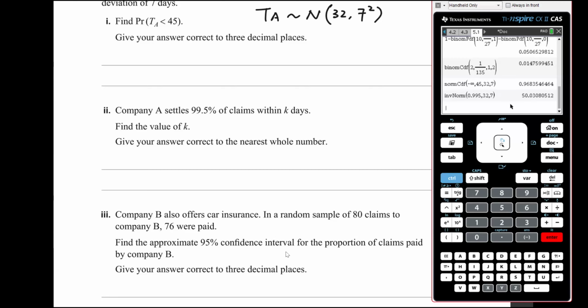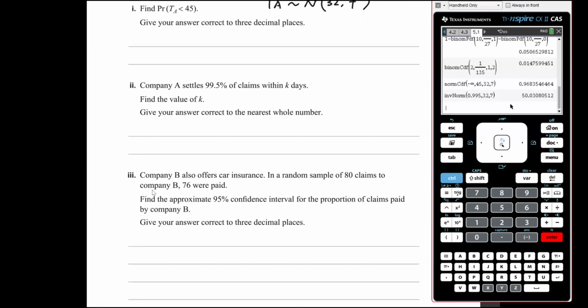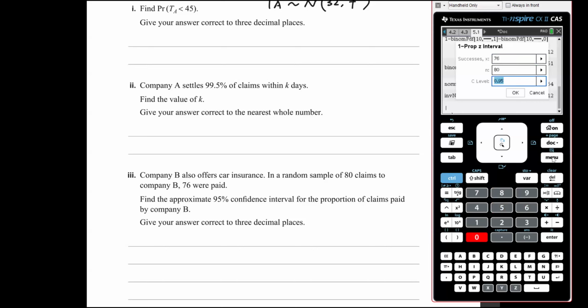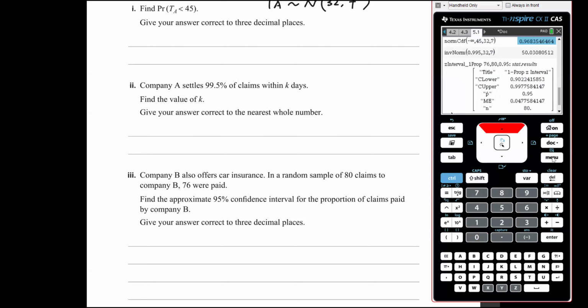And a confidence interval question. 80 claims, 76 were paid. So the proportion of claims paid by company B. So I go for menu 665. X is 76, N is 80, C level is 95%. So okay, press enter. Yep, I'll get the answer. 3 easy marks.